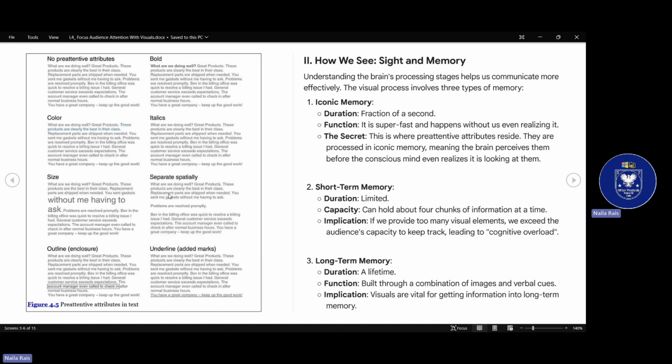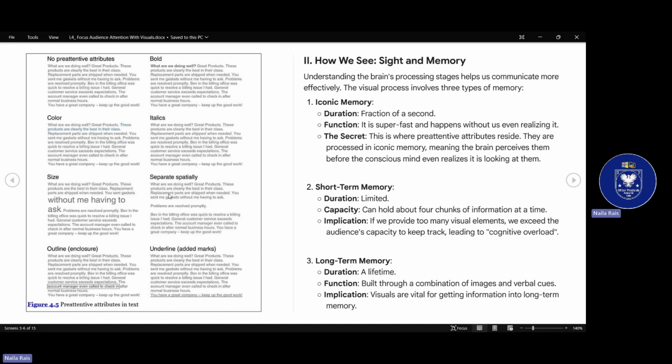Size, without me having to ask, my eyes will clearly see this. Separate spatially, what are we doing? Well, great products. After that, we have created a separation. Problems are resolved promptly. So we can distinguish three different things here. Outline enclosure: account manager even called to check in. My eyes will clearly focus on this point. Underline added marks: you have a great company, keep up the good work. My eyes will catch that.